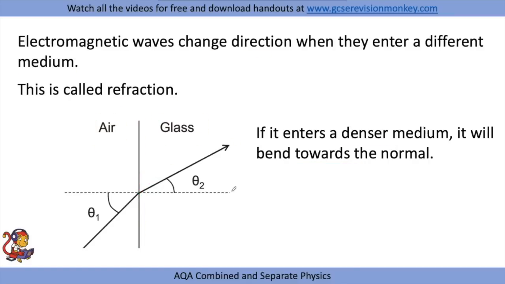The normal is this imaginary dotted line, and this is drawn at 90 degrees to the surface. So here at the boundary, this angle is 90 degrees, and that is the normal line, or you could draw the 90-degree angle there, either or. So rather than carrying straight on, you can see this is bending towards the normal, so this angle will be a lot larger than this angle here.